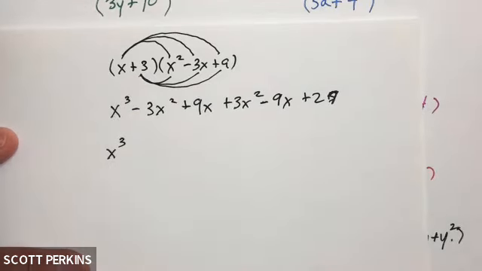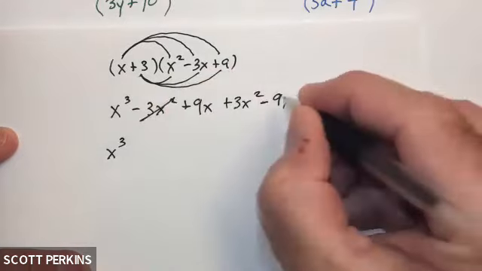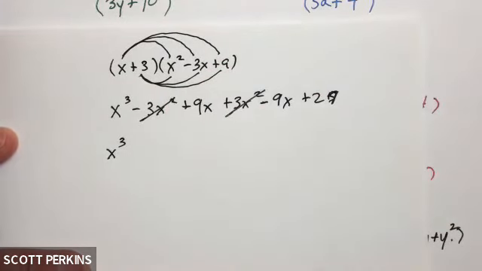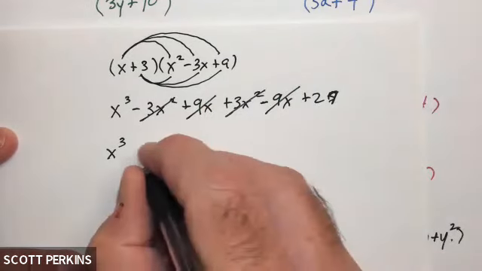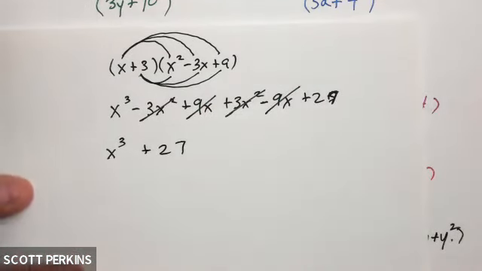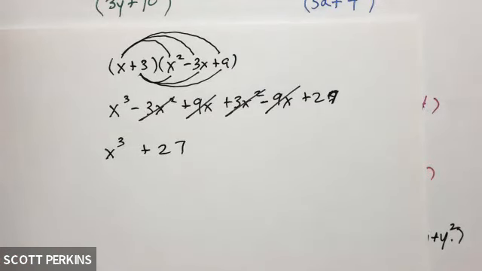So the x cubed just comes down, but then as I mentioned, all the inside junk should cancel. The negative 3x squared, the positive 3x squared cancel. The positive 9x, the negative 9x cancel. And then I just have that plus 27. And that's exactly where we started. So indeed, that middle term does make everything cancel out in the middle.